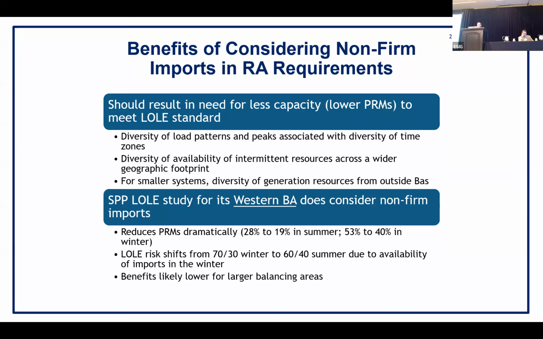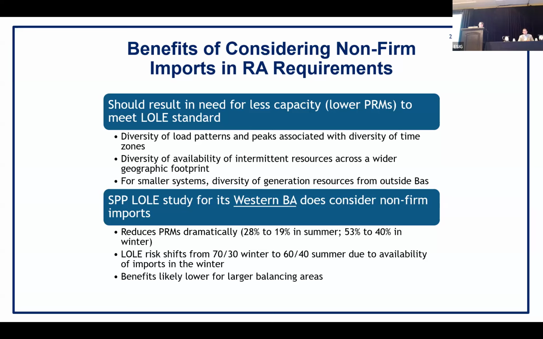And as I mentioned, SPP is currently considering looking at these non-firm imports for the western balancing area. And that's a smaller system. It's probably 5,600 megawatts at peak compared to SPP East, which is 56,000 megawatts at peak.